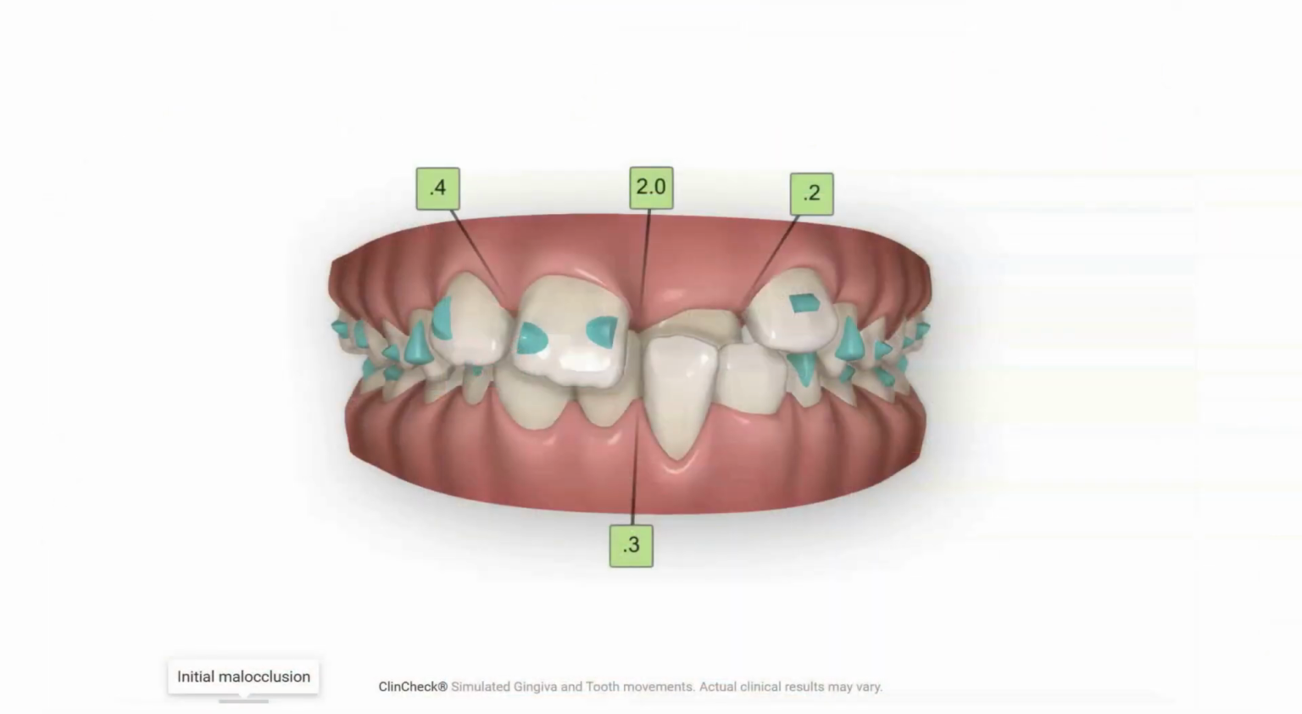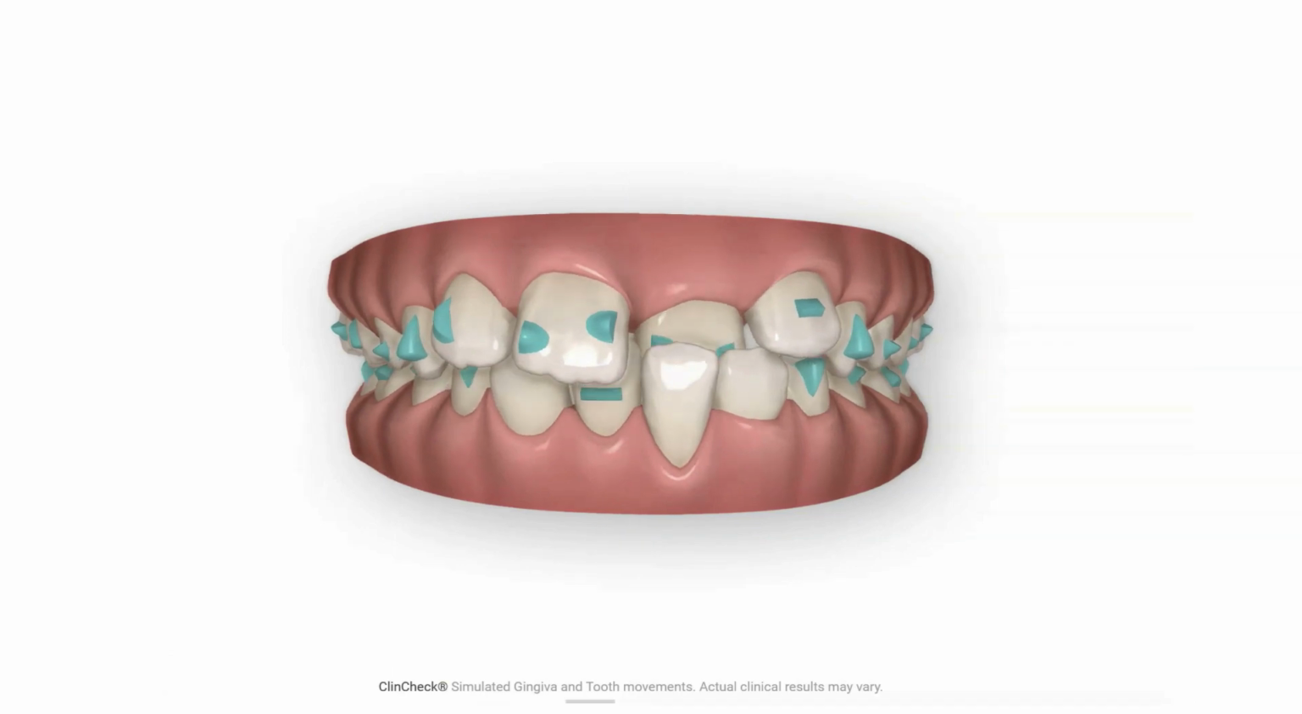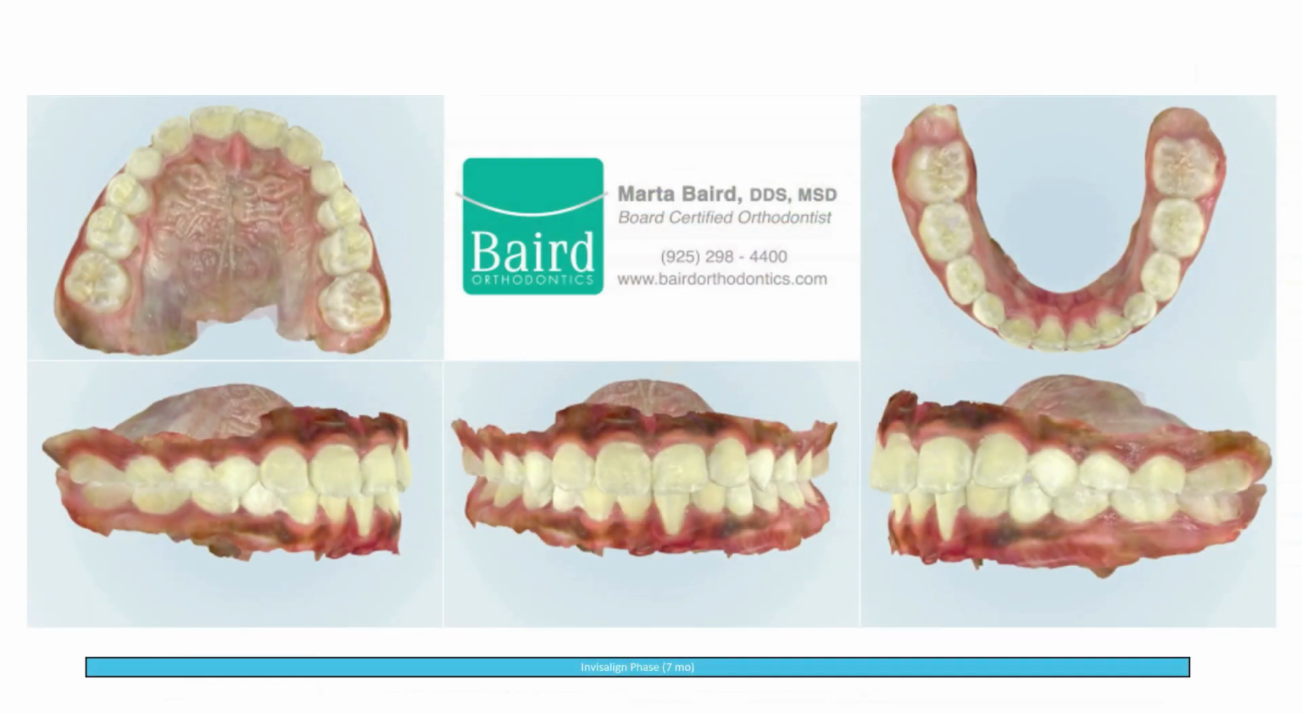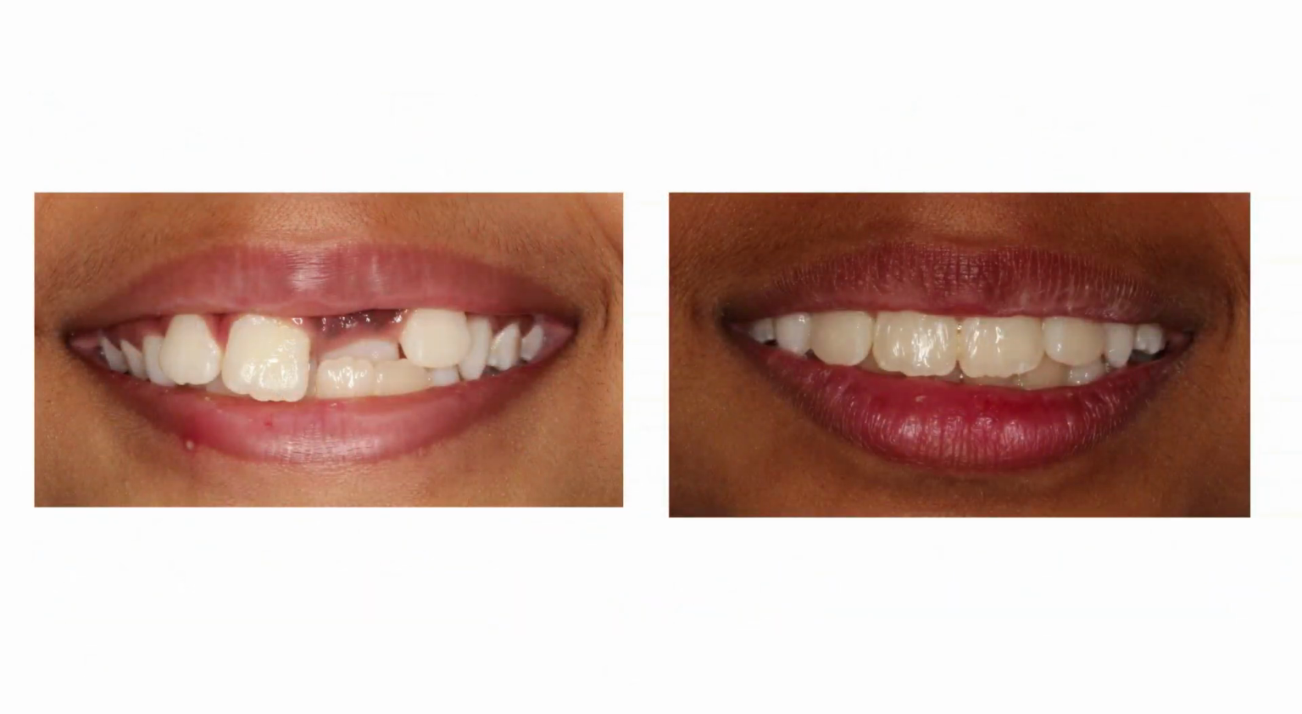This patient was treated with Invisalign clear aligners, and here is a visualization of the stages of her tooth movement. This patient was treated with Invisalign for 7 months, and she is now ready to wait for her phase 2 treatment. Here is her smile before beginning phase 1 and at the end of phase 1.